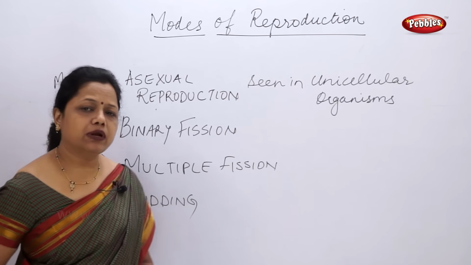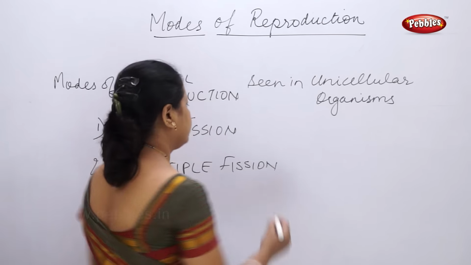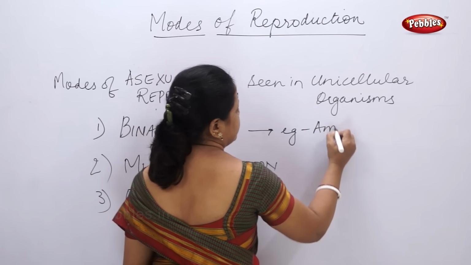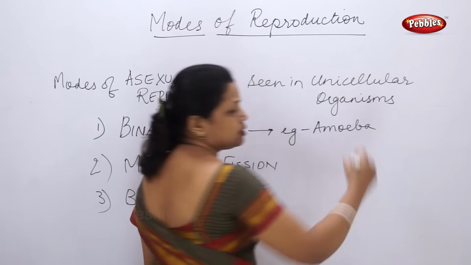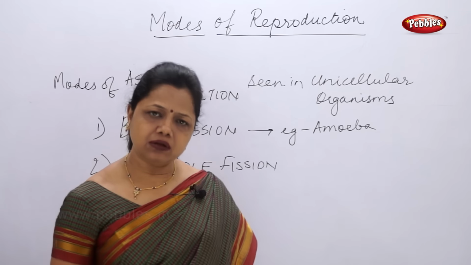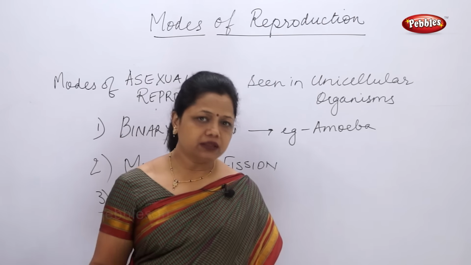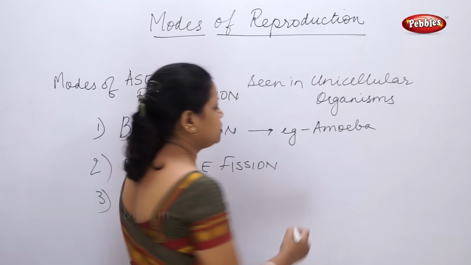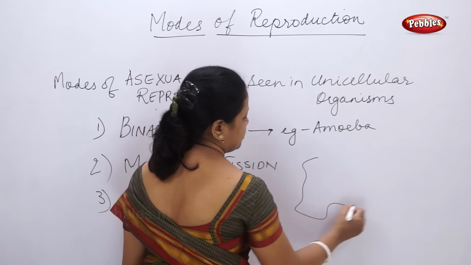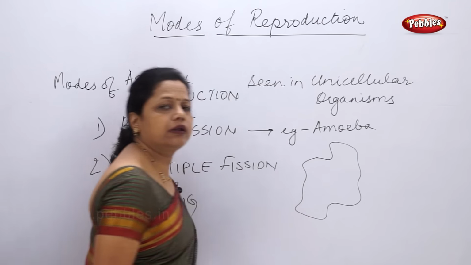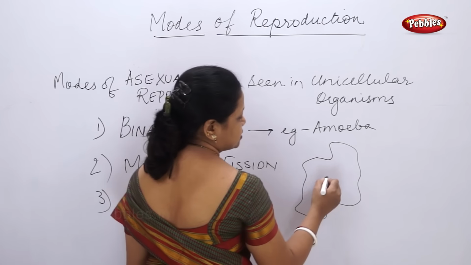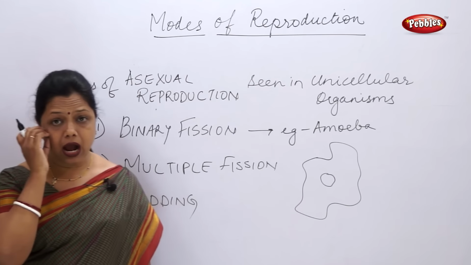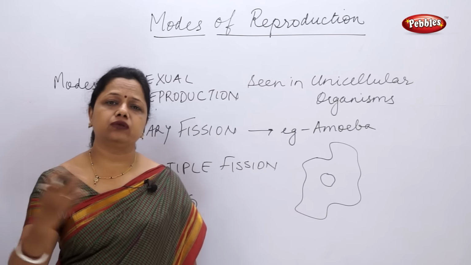We were discussing amoeba. The best example to understand binary fission is amoeba. Amoeba is a unicellular organism found in water bodies, having an irregular shape. When I say irregular shape, I can make any shape of the organism. Take this shape, and this is the nucleus. So how is this amoeba going to divide?